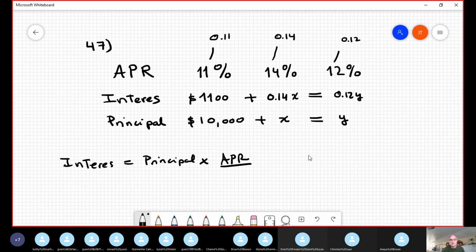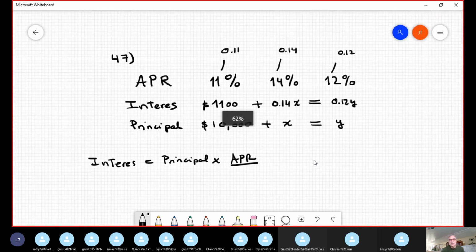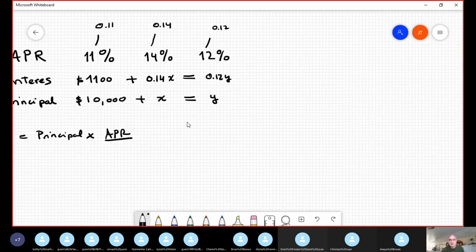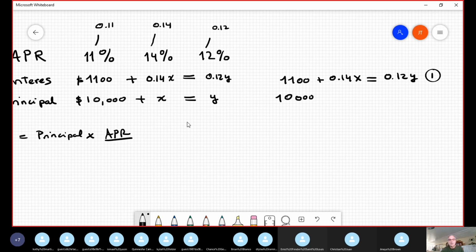Let me rewrite the equation. The equation then is 1100 plus 0.14x is equal to 0.12y. And this is my equation 1. And 10,000 plus x equals y. And this is my equation 2. And that's it. Day 1 in the test, you can only set up the equation, not necessarily solve it.